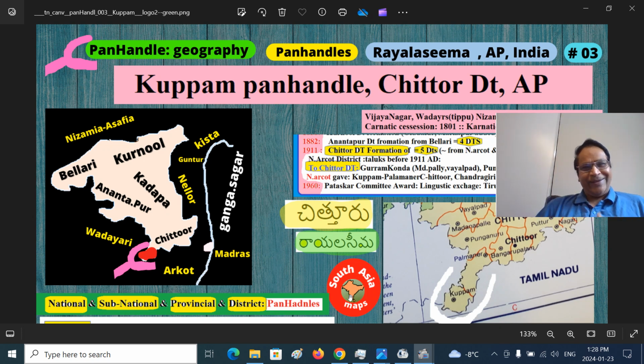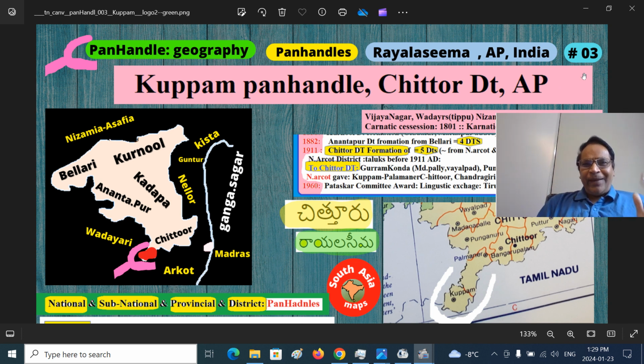We are continuing our Panhandle Geography series, that is the Kuppam Panhandle of Chittoor district, of the Seeded Districts, the Rayalaseema in Deccan, Andhra Pradesh of Bharat. This is part 3.